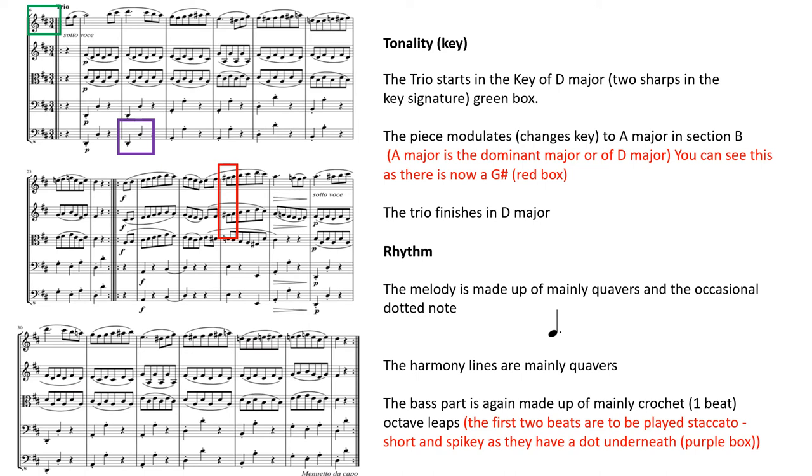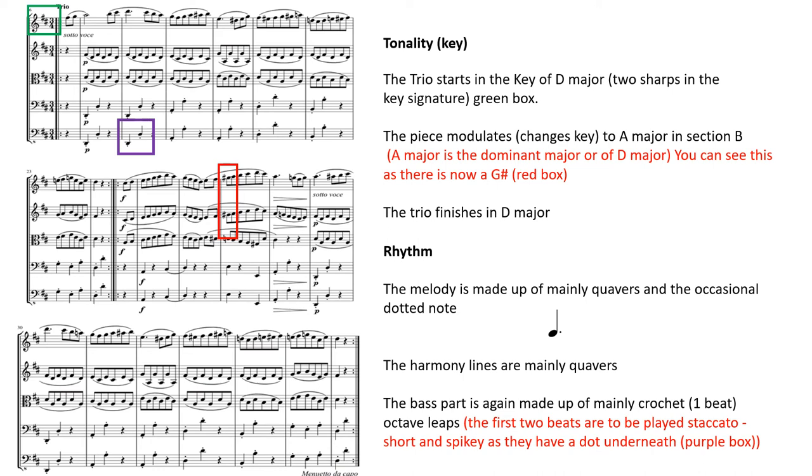The piece in the trio then modulates to the key of A major in section B. A major is the dominant major of D major, or the dominant dominant of G major, which is the minuet. We can see that it's moved to A major because there is now a G sharp in the melody parts. I've highlighted this in the red box. The trio, while starting in D major, also ends in D major, which is ready then for the minuet to come back in G major.